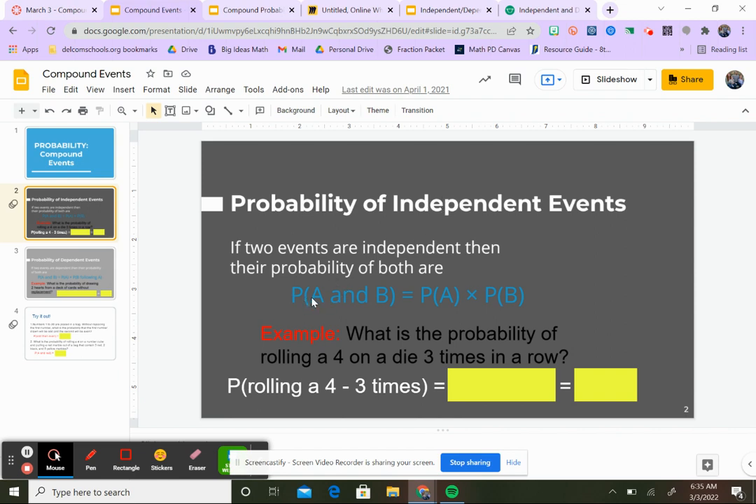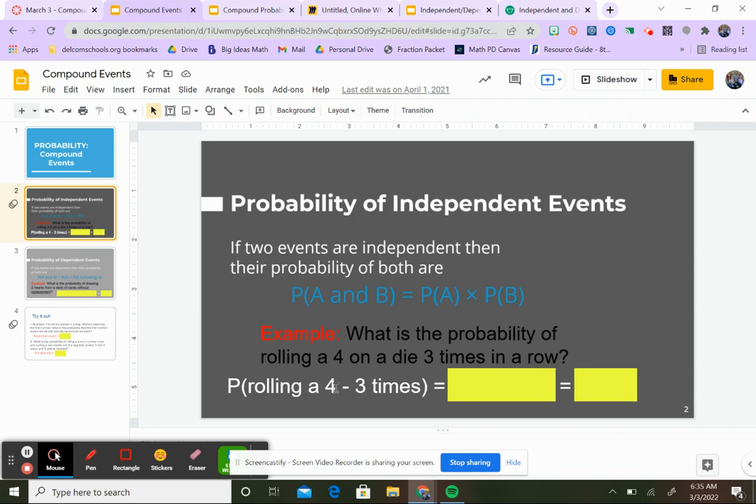That means you do the probability of one, the probability of the other, and then you multiply them. They have no relationship to each other until you multiply them. So here's an example. What is the probability of rolling a 4 on a die 3 times in a row?